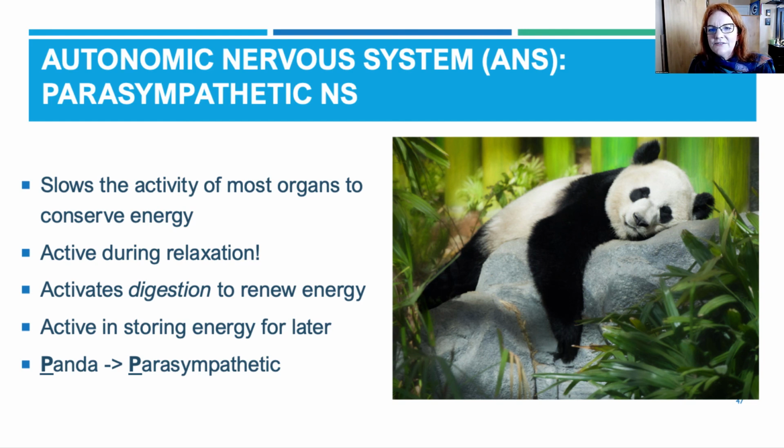So when it is active, it slows the activity of your organs, and it may seem counterintuitive, but it is activated when you are relaxing. It stimulates digestion so that you're able to take the nutrients from your food to get more energy, and it helps you to prepare for the next time when you have to face any sort of a threat. Now, I think about the typical panda bear that moves very slowly and very calmly. And panda starts with a P, and parasympathetic also starts with a P. Now, don't think of Kung Fu Panda, because then that'll screw up the metaphor. But if this helps you, panda starts with a P, and pandas are very slow. And parasympathetic also starts with a P.